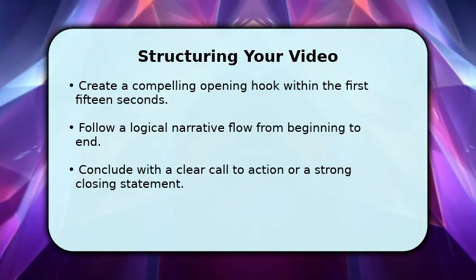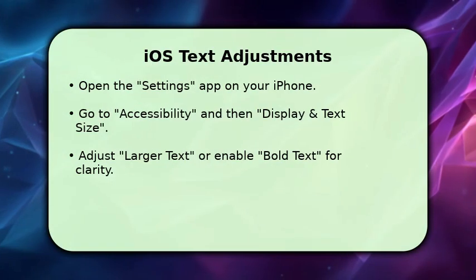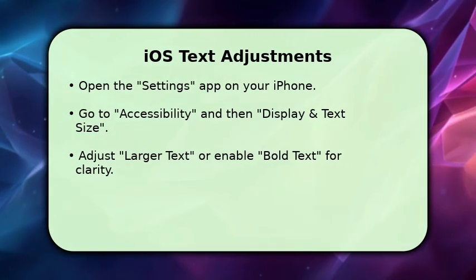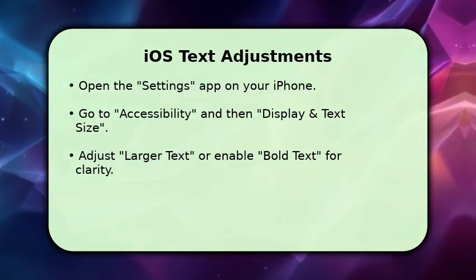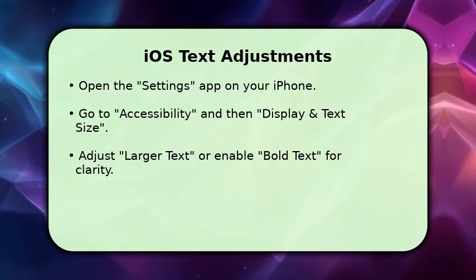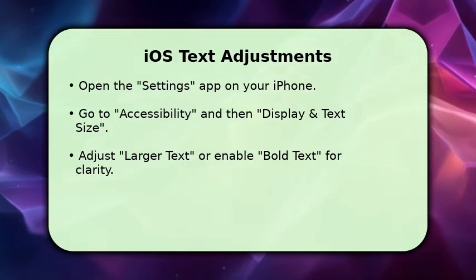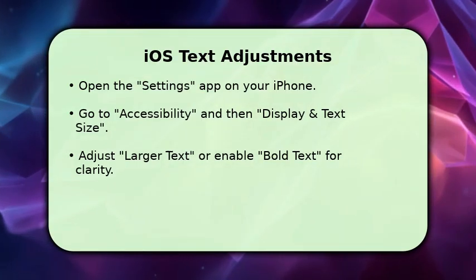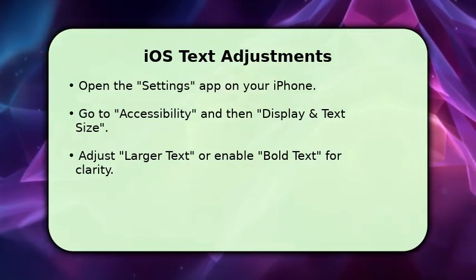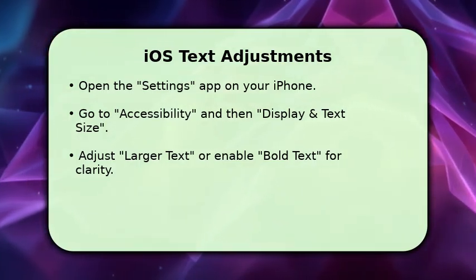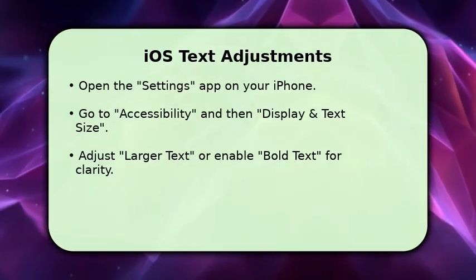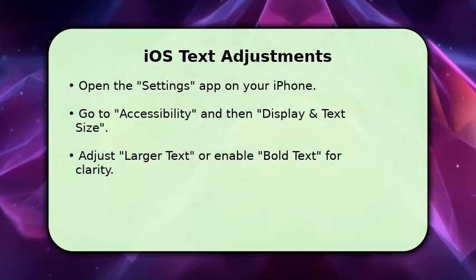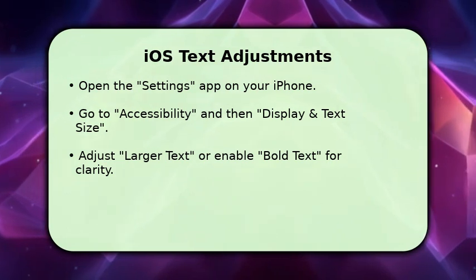On iOS devices, system-wide font changes are more limited, but you can easily adjust text appearance. Begin by opening the Settings app. Then, navigate to Accessibility and select Display and Text Size. Here, you can enable bold text for better visibility or use the larger text slider to adjust the size. For more extensive font customization, consider exploring various third-party applications available in the App Store.